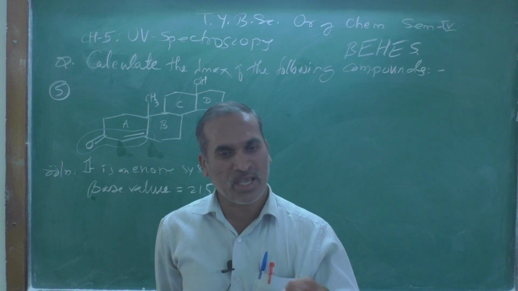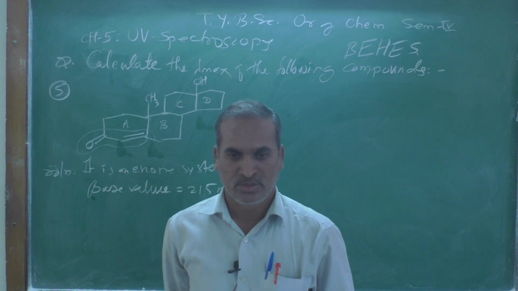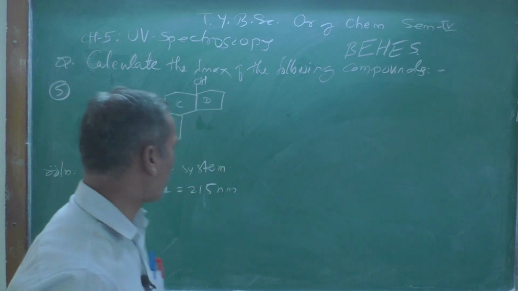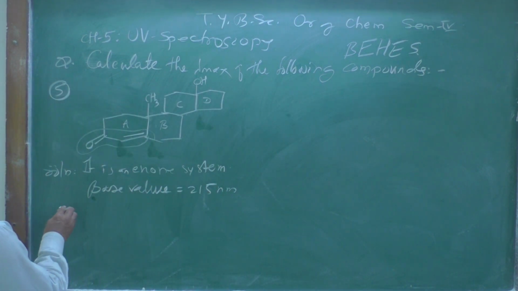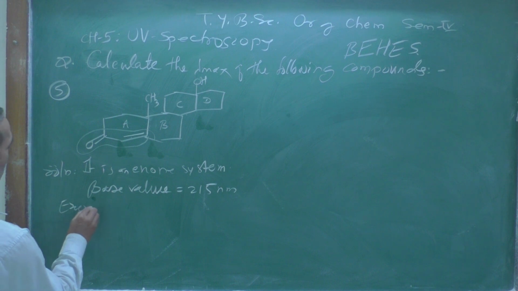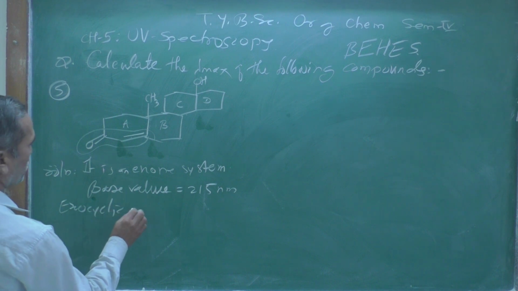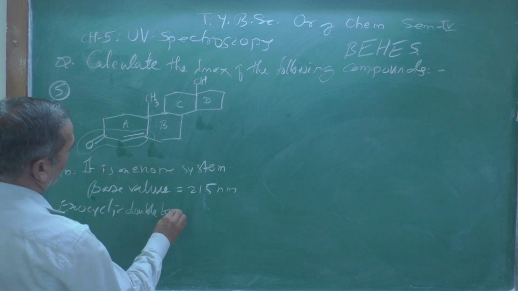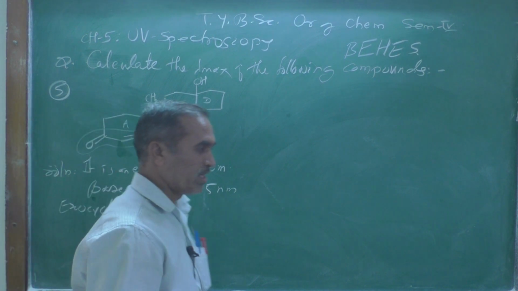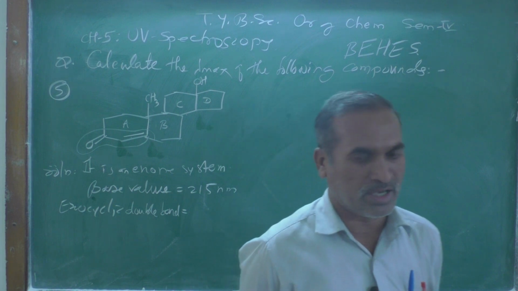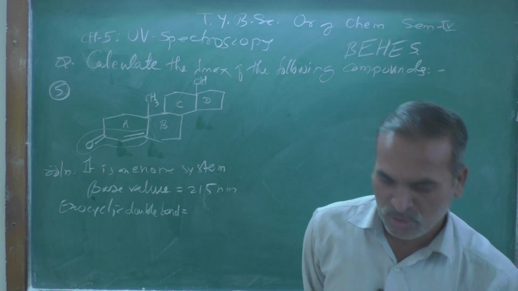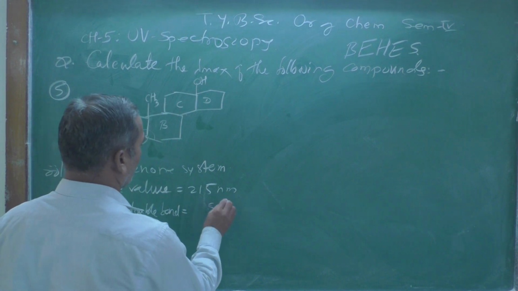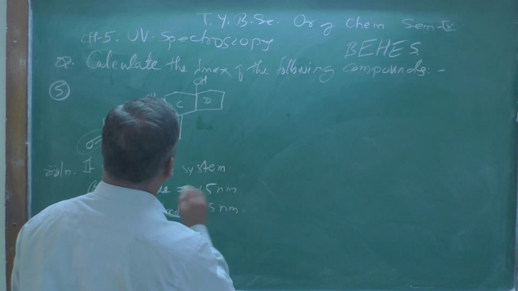How many exocyclic double bonds are there? We recognize there is only one exocyclic double bond. So you can write here one exocyclic double bond. If one exocyclic double bond is there, how many nanometers to add to it? You should add 5 nanometers.